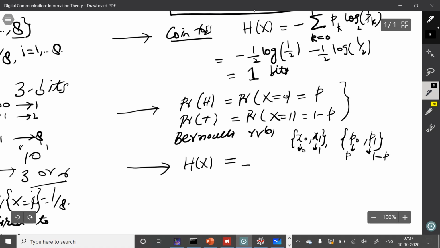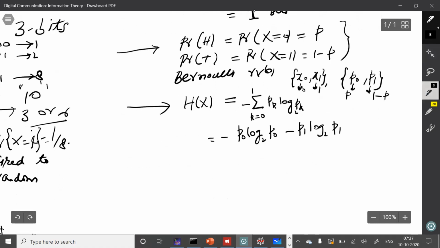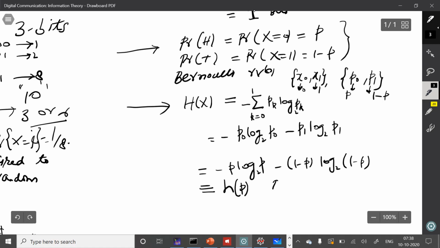And what is the general entropy for this? You have x0 and x1, with probabilities p0 and p1, where x0 is 0, x1 is 1, p0 is p, and p1 is 1 minus p. So entropy is minus summation k is equal to 0 to 1 of pk log base 2 of pk, which is minus p log p minus (1 minus p) log (1 minus p). So this entropy is only a function of p. We denote it by small h of p, and it is called binary entropy.